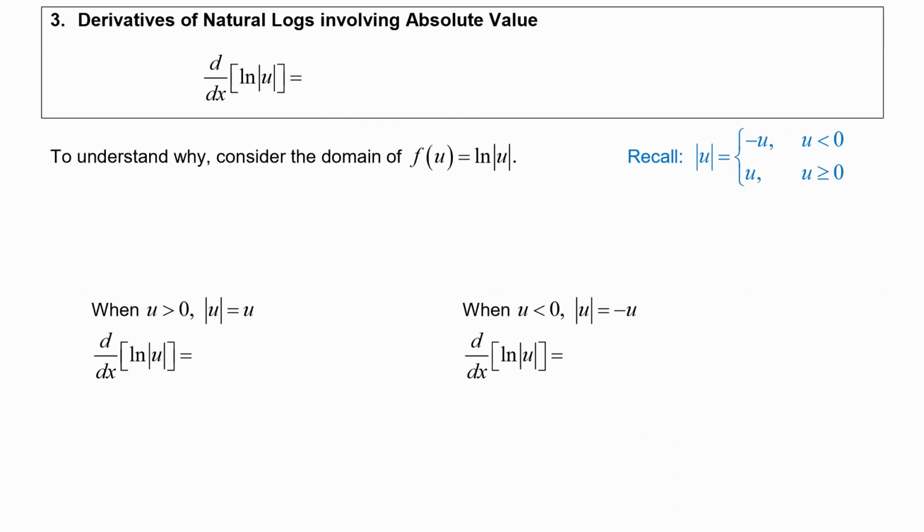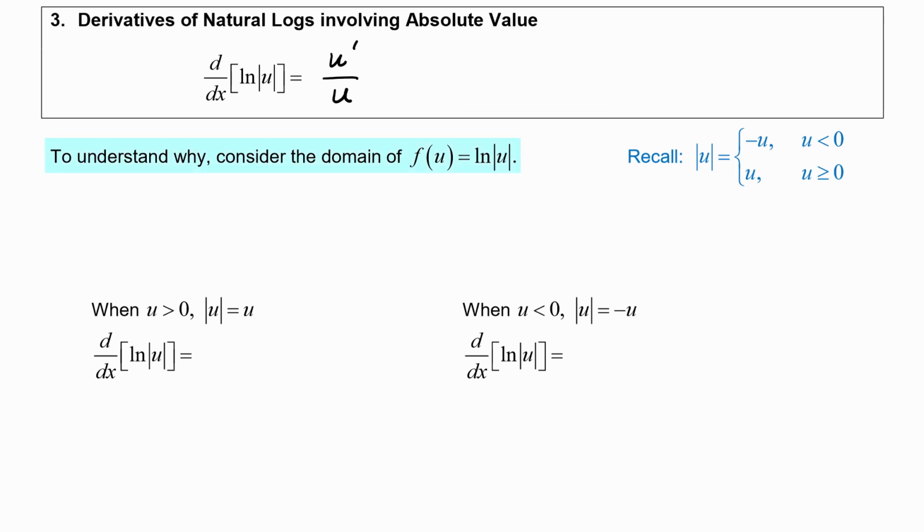Next, we work with derivatives of natural logs involving absolute value. It turns out that the derivative with respect to x of the natural log of the absolute value of u is equal to u prime over u. So it is exactly the same rule as the derivative with respect to x for the natural log of u.